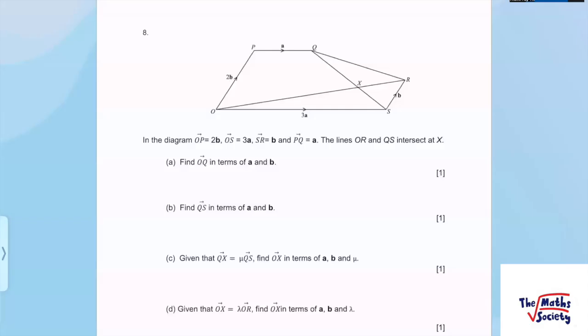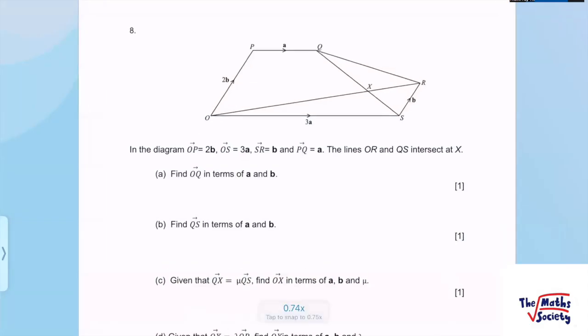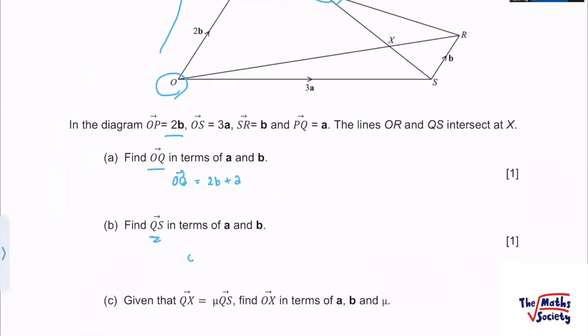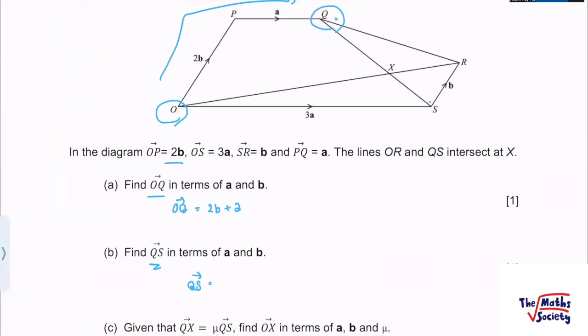Okay, so now moving on to our last question, number 8. It says that you have these values as already given in the diagram and it says find OQ, O to Q. So we have OQ in terms of a and b, so that's 2b plus a. And you need to find QS in terms of a and b. QS, we can just go Q to S, right? So we can have QO and OS. So that's going to be minus 2b minus a, and plus OS, which is 3a. So that's just going to be 2a minus 2b.